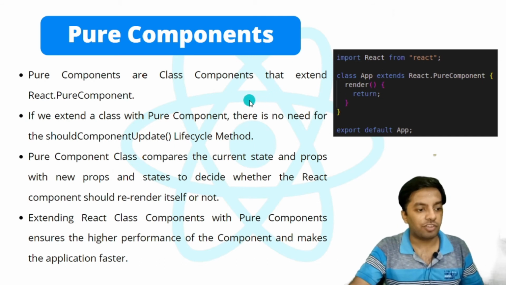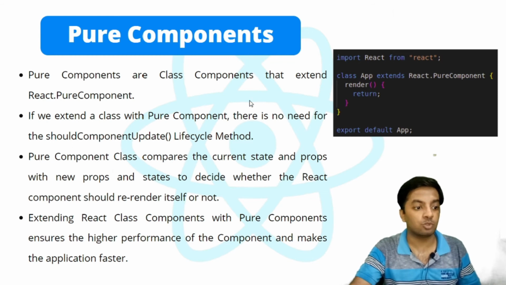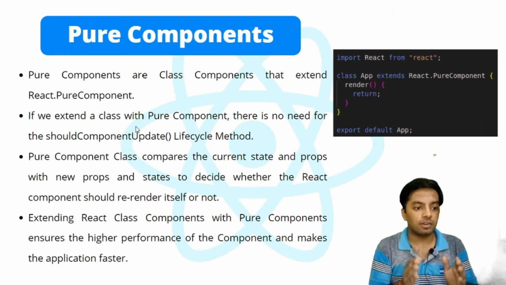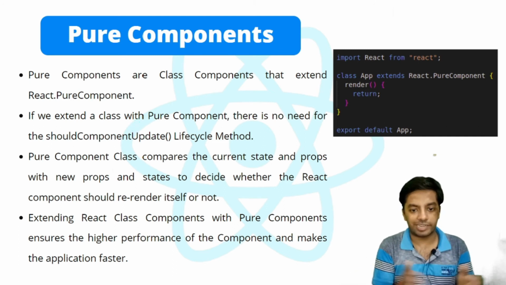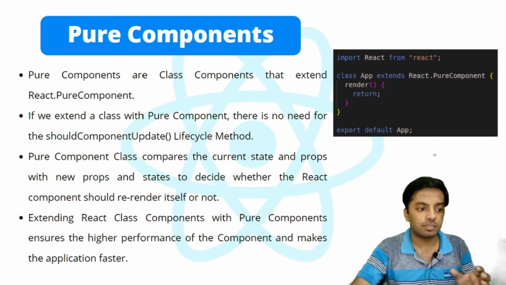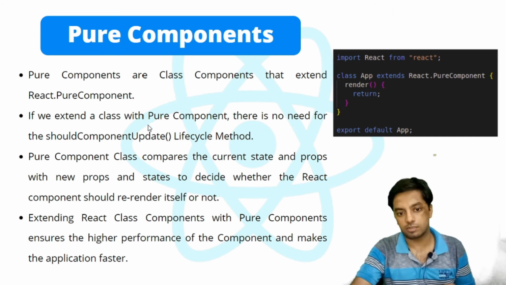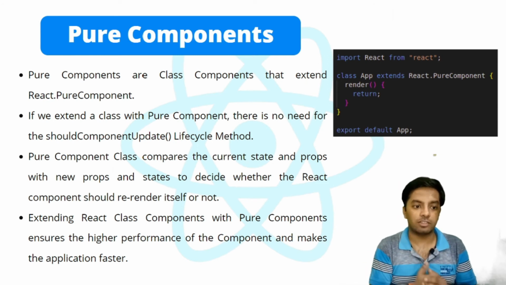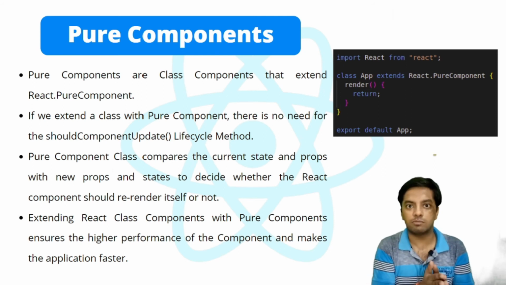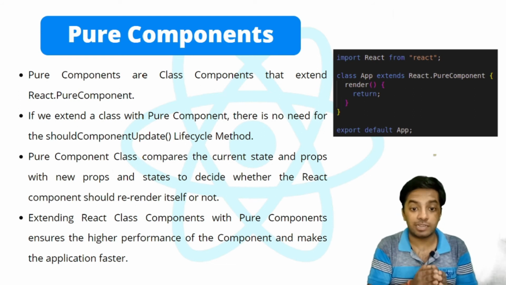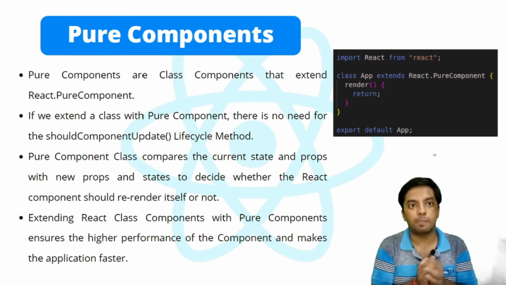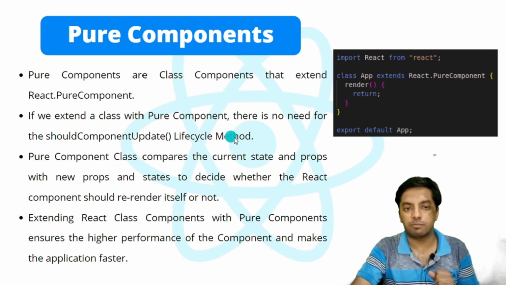Let's see. If we extend a class with React.PureComponent, there is no need for the shouldComponentUpdate lifecycle method. What this lifecycle method does is conditionally render or re-render the entire component. This is a lifecycle method that needs to be defined by us. If we haven't defined it, then React will re-render the component each time there is a state change. But if we are extending the component from React.PureComponent, then we don't need to use shouldComponentUpdate.